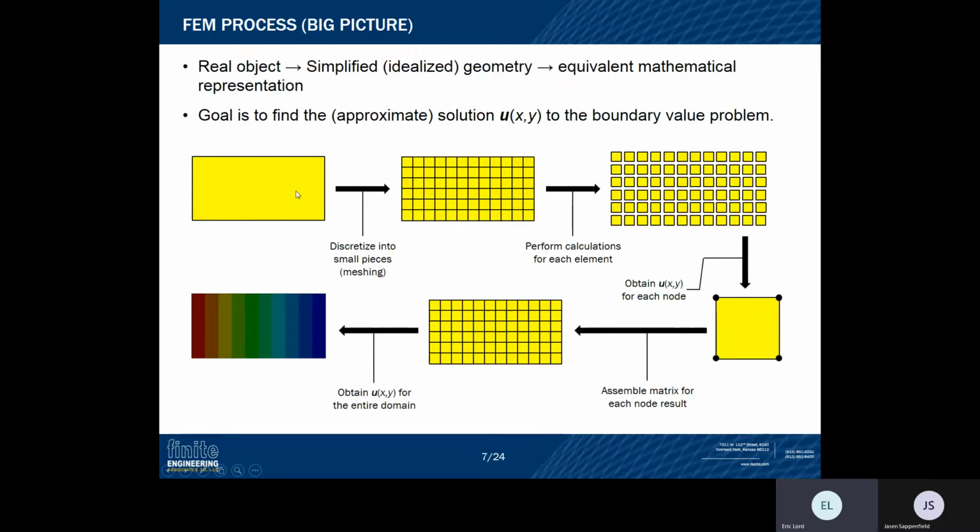So again, we start off with the full unsimplified geometry. We simplify it by chopping it up. We look at these individual pieces, these elements here, and calculate at the nodes the displacements for each of them. We then put them back together as a global system, and then we once again obtain for the entire domain what our displacement or our stress or whatever it is that we're trying to find.